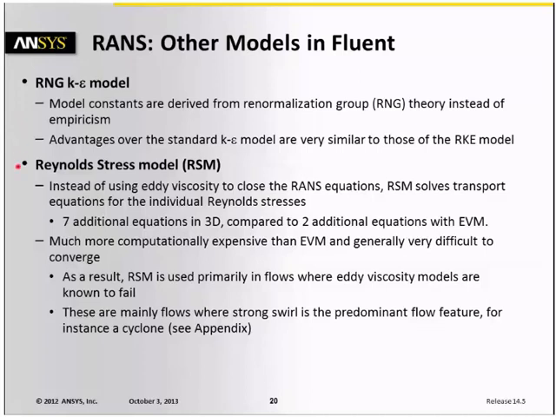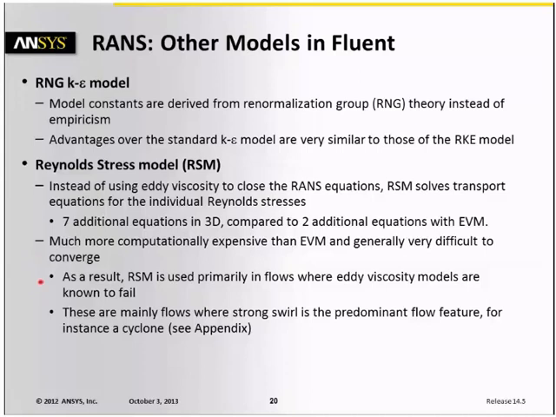On an earlier slide, it was mentioned that Reynolds stress models solve transport equations for the individual Reynolds stresses to close the RANS equations instead of solving for an eddy viscosity. So what this means is in a three-dimensional calculation, compared to an eddy viscosity model like K-epsilon or K-omega type of models, where you have 2 additional transport equations, with the Reynolds stress model you have 7 additional transport equations. This means the model is much more computationally expensive than an eddy viscosity model, and Reynolds stress models are also generally very difficult to converge.